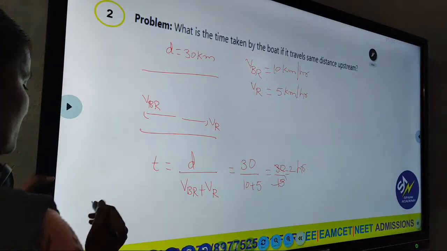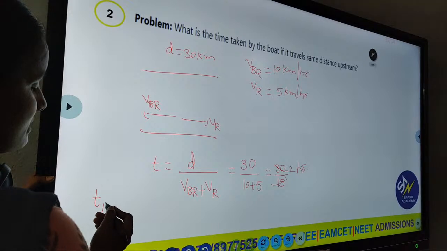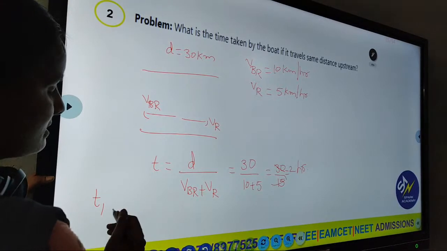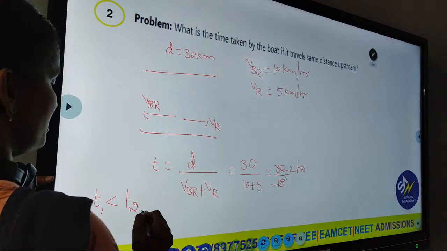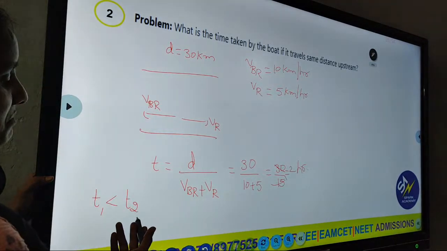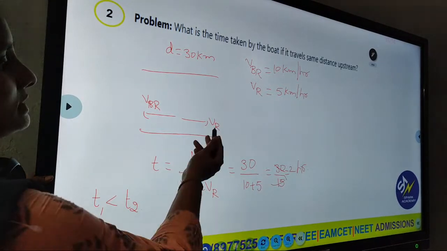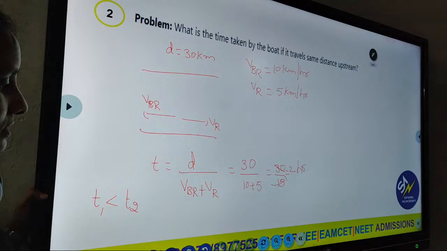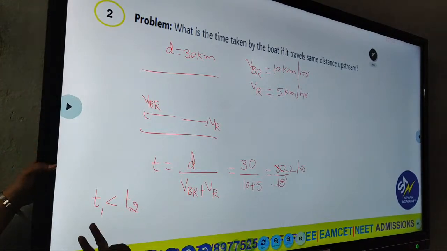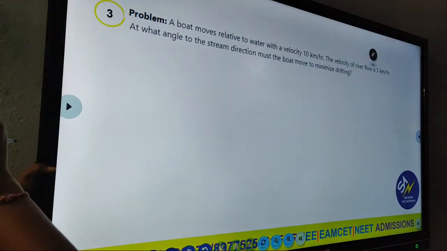So if we compare the times, downstream it is 6 hours, and upstream it is 2 hours, which is less time. So to travel that distance in minimum time, the boat person should aim opposite to the river flow. That we have discussed in the motion in 2-dimension riverboat concept. So students, this is the required discussion today.